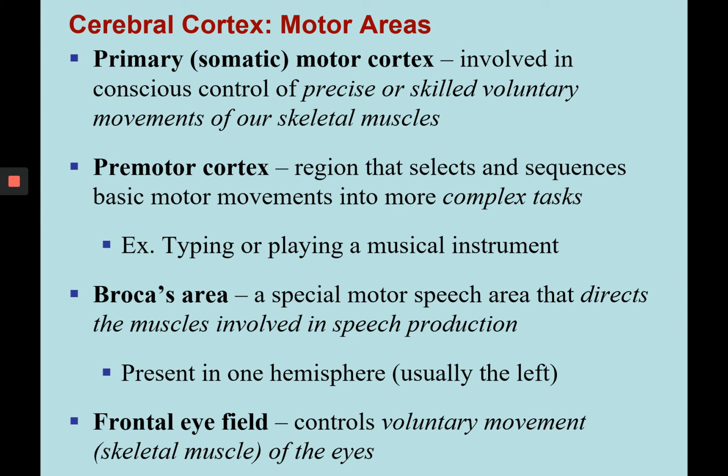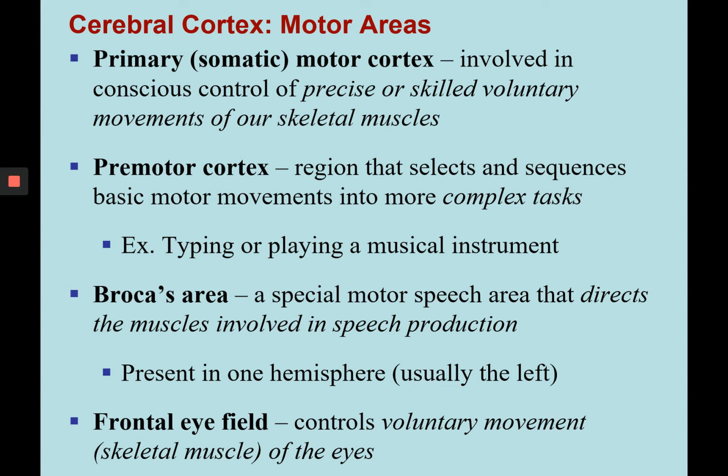Broca's area is a special motor speech area, so it's responsible for speech production. Think movement of your cheeks and your lips and your tongue in order to shape sounds coming up past your glottis, or past your vocal cords, in order to make language. And it's usually present only in one hemisphere, usually the left hemisphere.